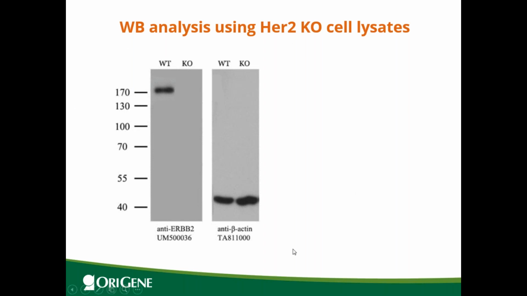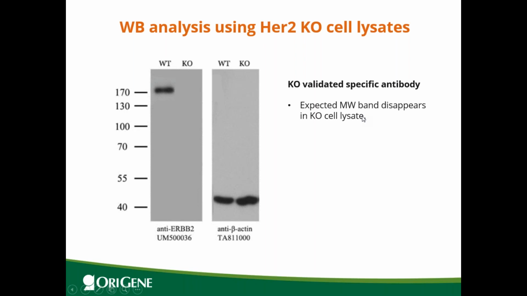And in this Western blot, we are using a knockout lysate prepared from the Her2 knockout cell line and its parental wild-type HeLa cell lysate. The left side of the data is the blot tested by this specific anti-Her2 antibody. The right side of the data is the same blot tested by the anti-beta-actin antibody to show the equal loading of these two lysates on the gel.